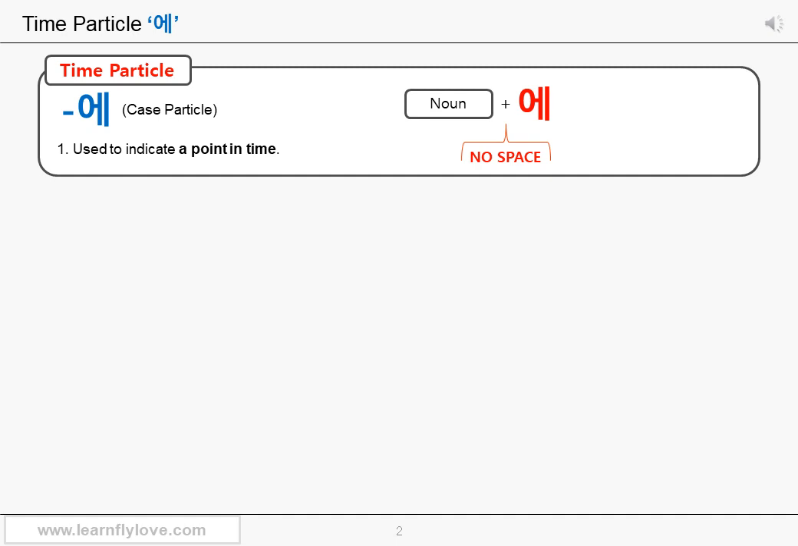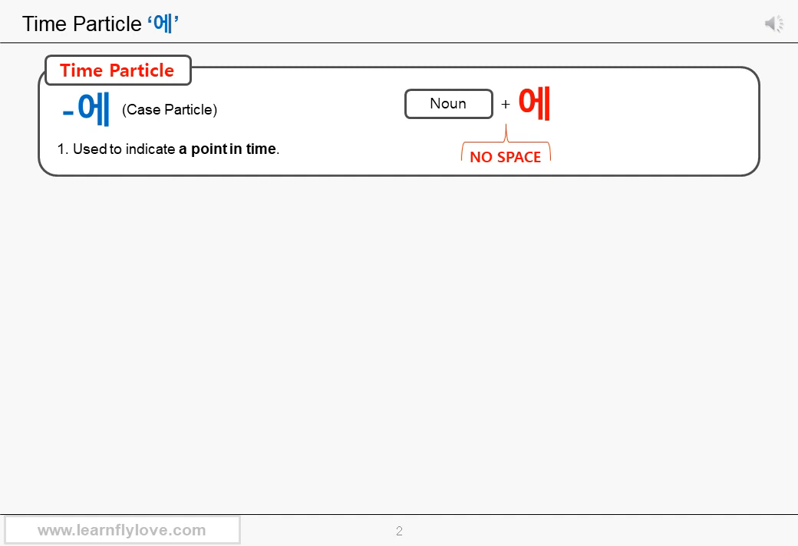The grammar book or the dictionary says it has about 15 usages. But you don't need to know them all, as I always say. I will teach you 3 usages of this particle 에 in this lesson, and that will be enough for you for a while. The first usage: this particle 에 is used to indicate a point in time.